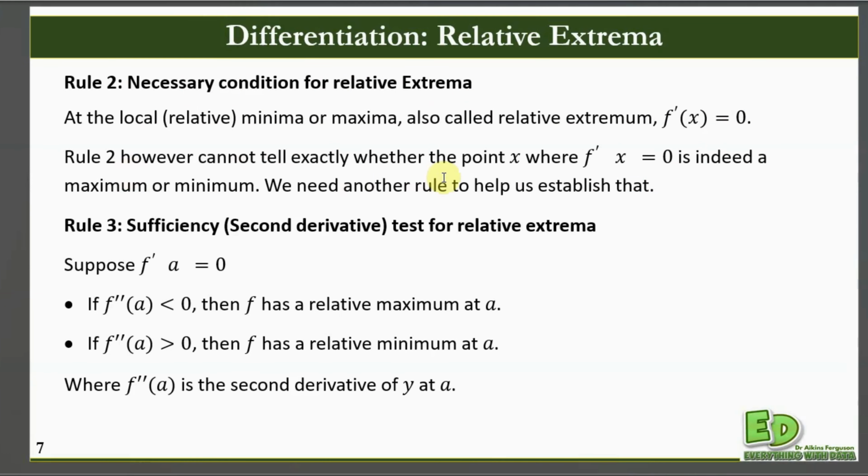However, this cannot tell us exactly whether the point x, where f prime of x is equal to 0, is indeed a maximum or minimum. We need another rule to help us. Say we've been given a range of production. Say we are producing pens for a particular primary school, and the range is to produce 0, that is nothing, or produce 130 pens for them. If we have a given function like that and we differentiate the function, equate it to 0, and get the quantity to be produced for the school as, say, 30 or 20, right?